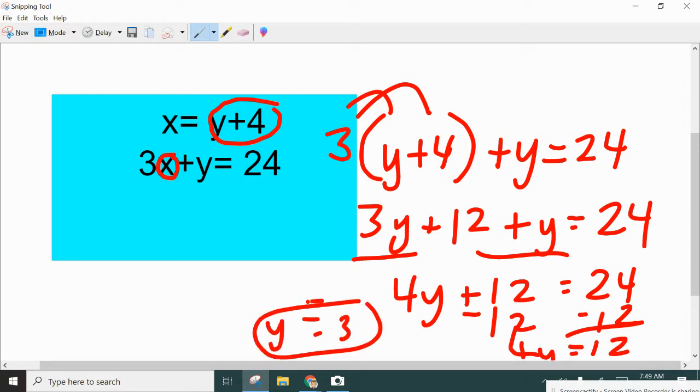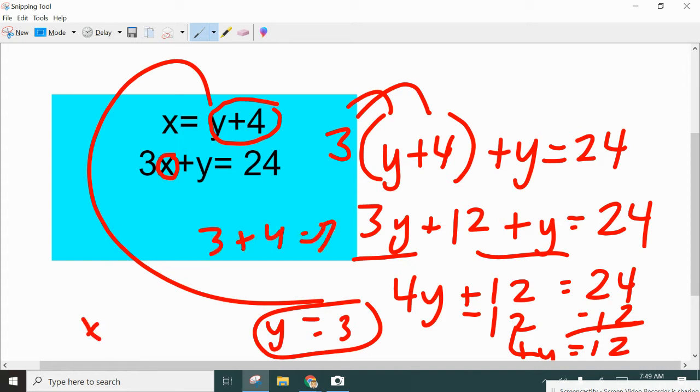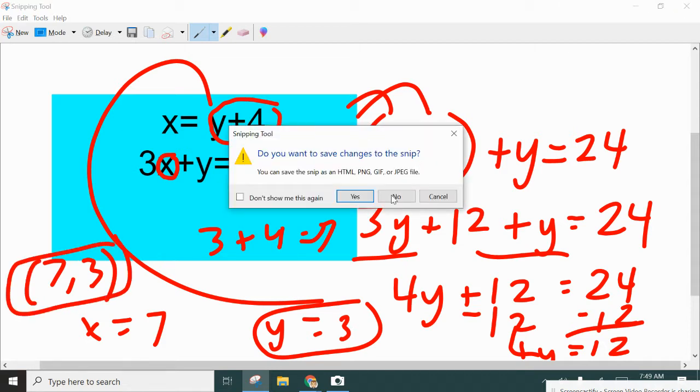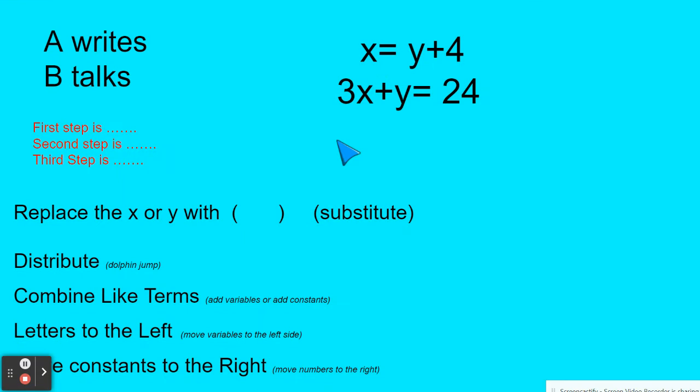Okay, plug that back in. 3 plus 4 equals 7. X equals 7. So your answer is going to be 7, comma 3. All right, one more. Last one.